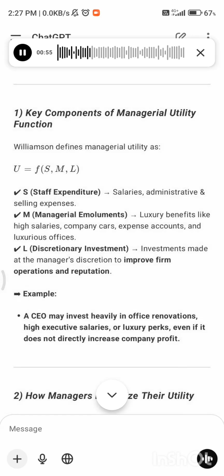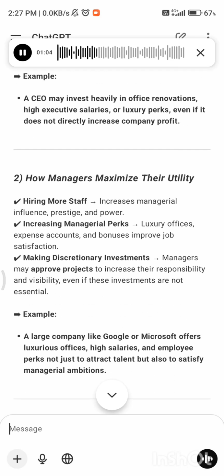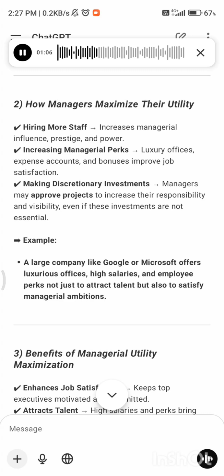Example: a CEO may invest heavily in office renovations, high executive salaries, or luxury perks, even if it does not directly increase company profit. 2. How managers maximize their utility. Hiring more staff increases managerial influence, prestige, and power. Increasing managerial perks, luxury offices, expense accounts, and bonuses improve job satisfaction.